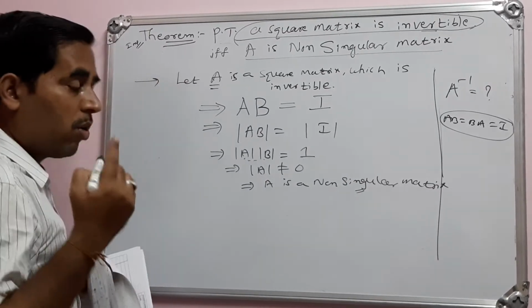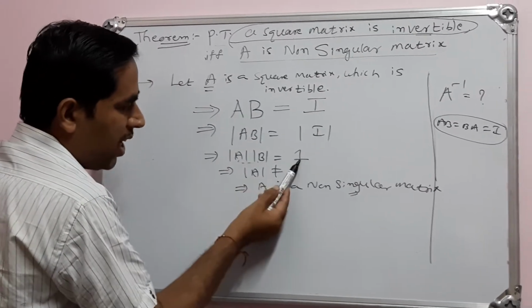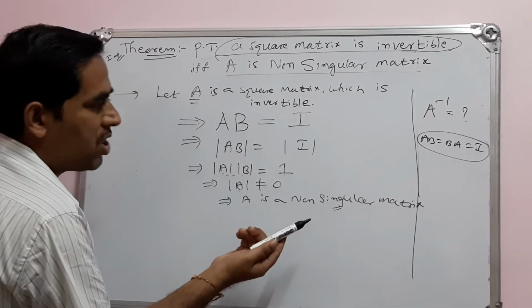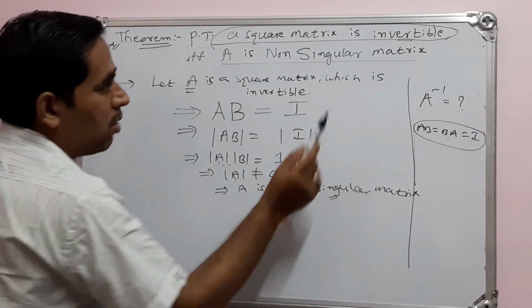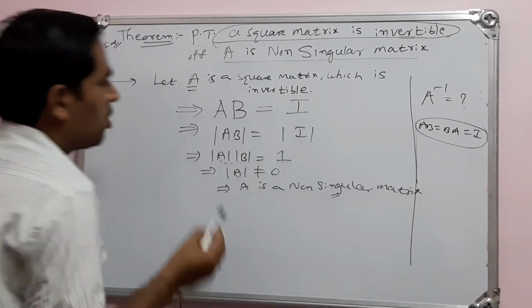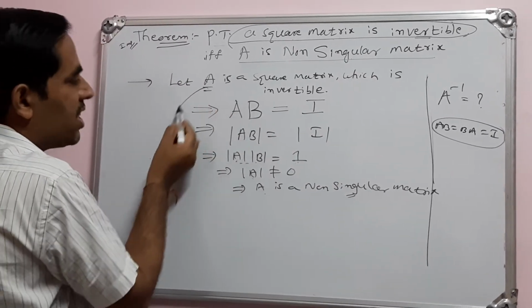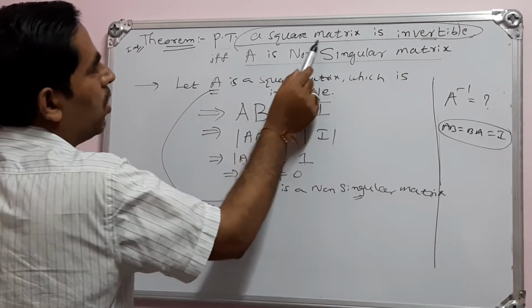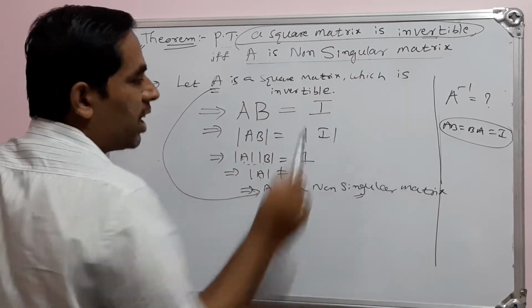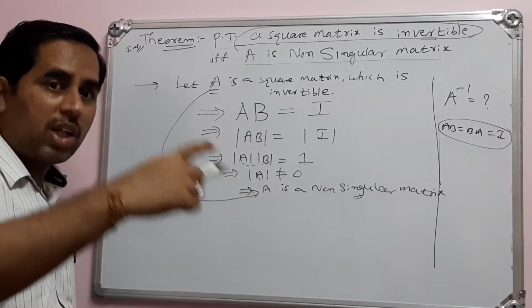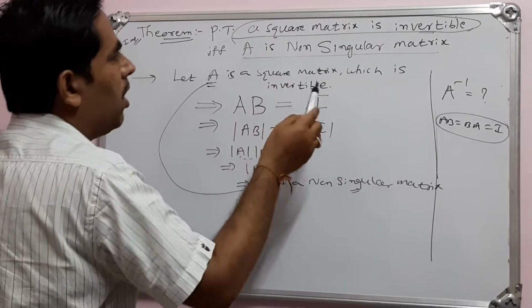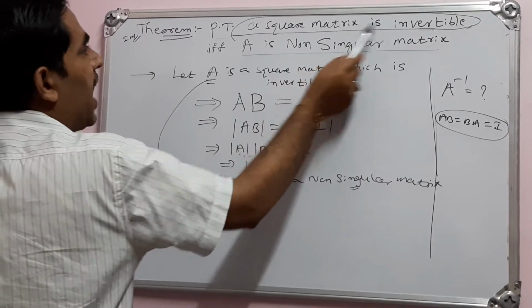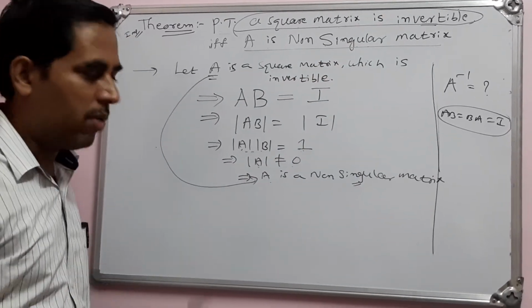I hope you are understanding this. The product of the determinants is 1, which means the determinant of A is not equal to 0. Since it is non-zero, by the definition, A is a non-singular matrix. So what we have proved is: if A is invertible, then A is non-singular. A square matrix is invertible means A is non-singular. Then we have to prove it conversely also. Conversely means: if A is non-singular, that means the determinant of A is not equal to 0, then it has an inverse, or it is invertible. We have to prove that part.